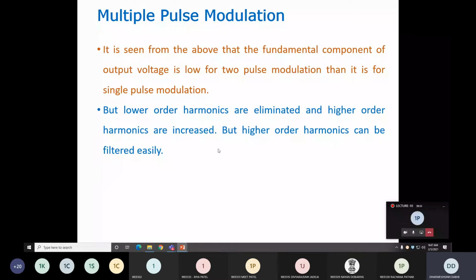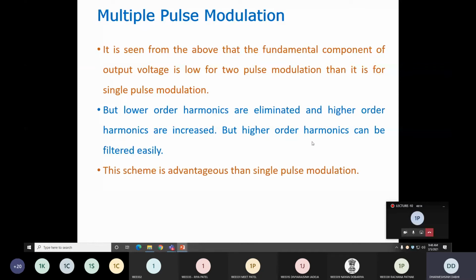And higher order harmonics are increased. It means the magnitude of the higher order harmonics is increased. As we can see from the equation of L and C, as the frequency increases, the size of L and C decreases. So to remove the higher order harmonics, you require a small size of filter. Clear? So that's why I have written that higher order harmonics can be filtered easily. Easily filtered means economically it becomes less costly than removing the lower order harmonics.